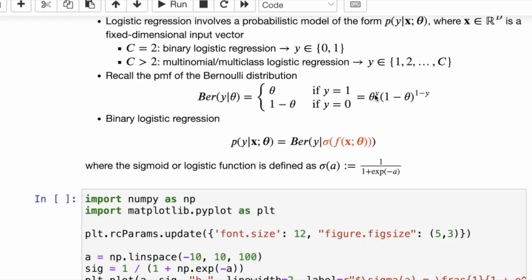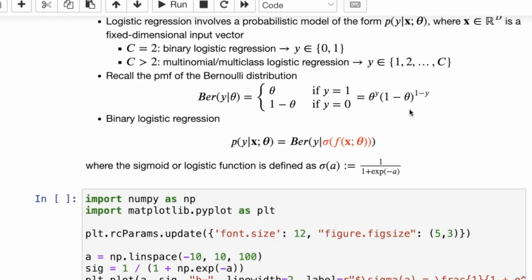So in this case, you can see that if y equals 1, right, because y can only take two values, 1 or 0, if y takes the value of 1, then we get theta. And here, because we have 1 minus y, we get 0, and any number raised to the power of 0 is 1. So this whole thing is theta. And if y equals 0, then we get 1 minus 0 here, and we get 1 minus theta. So that's why you can write this step function, or this piecewise function, in this compact form.